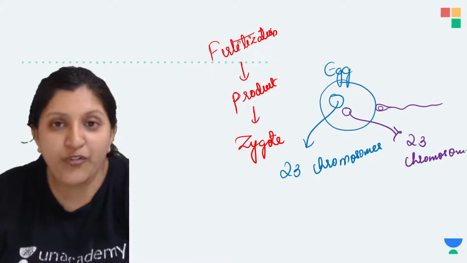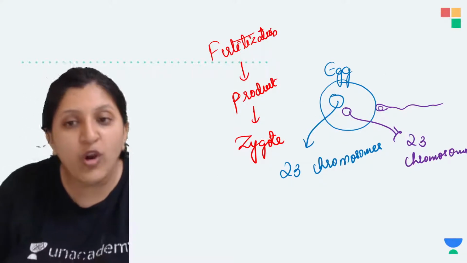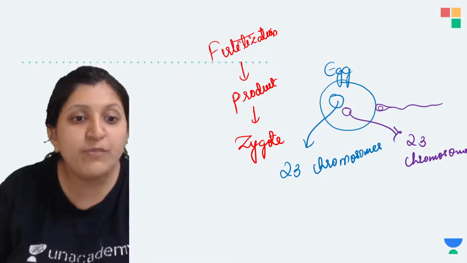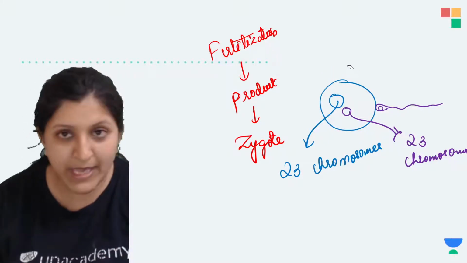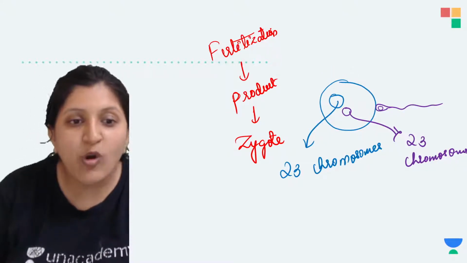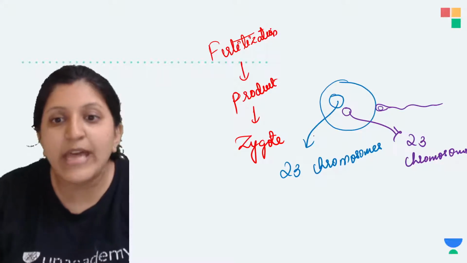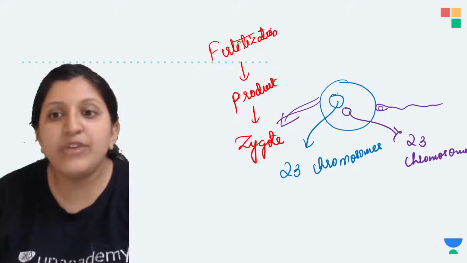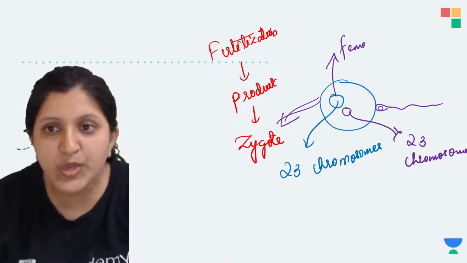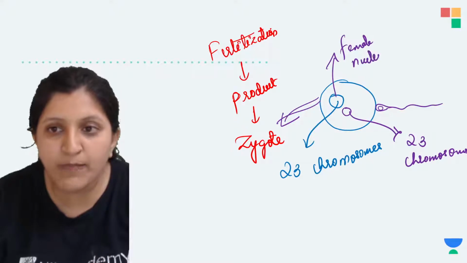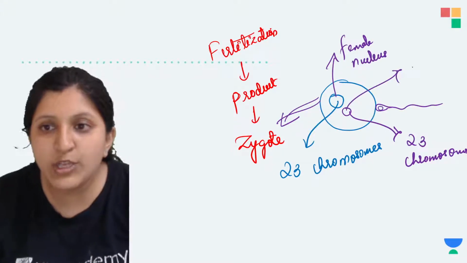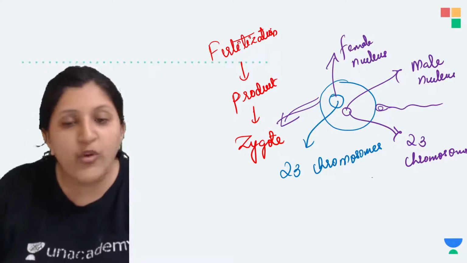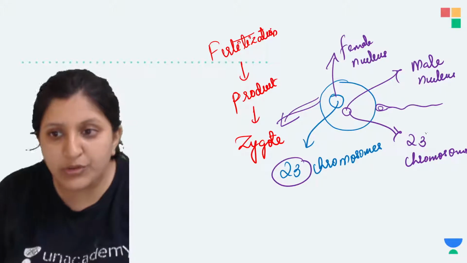So in the case of a zygote, we do not call this an egg anymore. Why can we not call it an egg anymore? Because it is not just the female nucleus. With that you can also find a male nucleus. So that means this is now a zygote. Let me write this: this is the nucleus from the egg, and this one is the nucleus from the sperm, the male nucleus. Each one of them has 23 chromosomes.